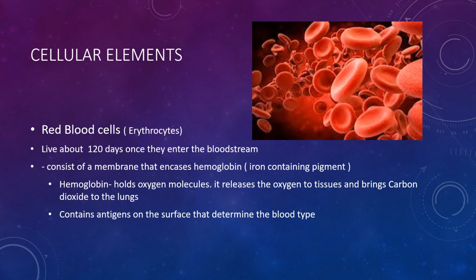And also, your red blood cells contain antigens on the surface that determine the blood type of a person. So every person has this antigen, which is really their blood type, like your A antigen for type A blood, you have your B antigen for your type B blood, you have your type AB antigen, which is found in your AB blood, and no antigen, which is found in your O blood type.